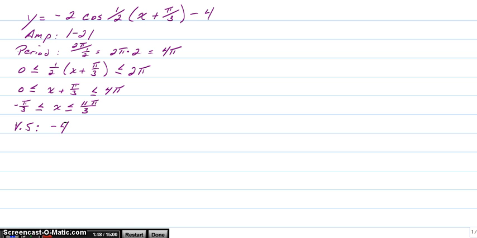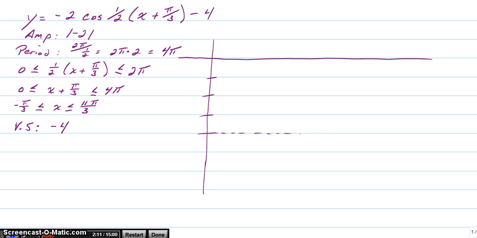Alright, so when I go to graph this thing, I know it's going to be down -4. So I'm going to start with that. 1, 2, 3, 4. So my graph is going to be fluctuating above and below this line right here at -4.